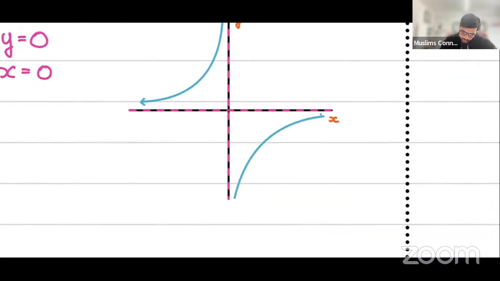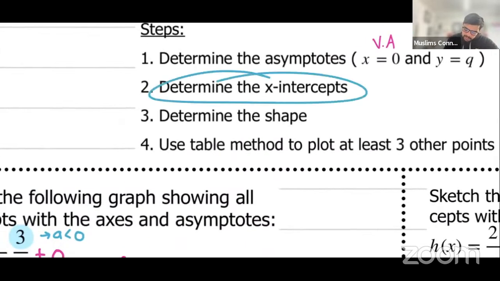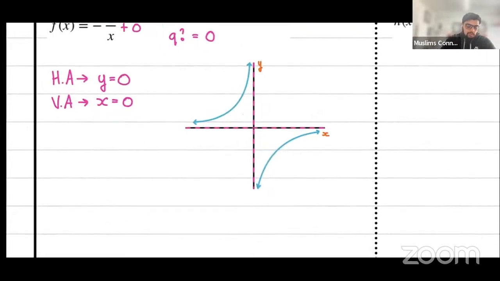So of course, obviously you'd need to go ahead and calculate the intercepts. Okay, we determine the shape, but here we're going to have no intercept because both of the axes are asymptotes. So how can it touch? It won't touch the axes because the axes are asymptotes. Okay, let's have a look at this example.